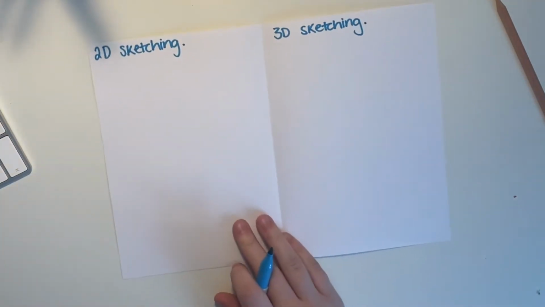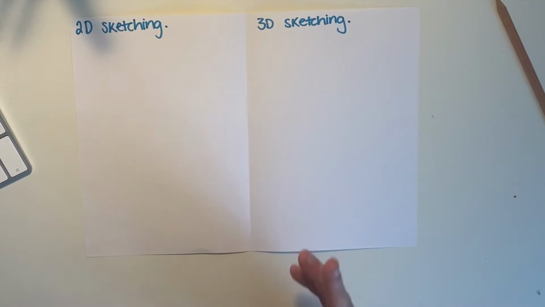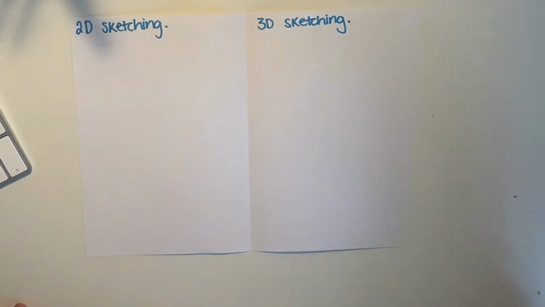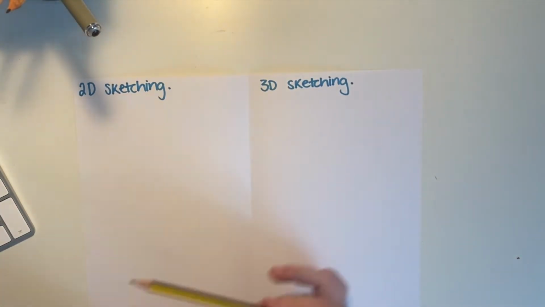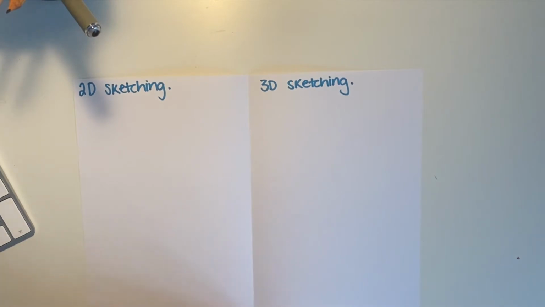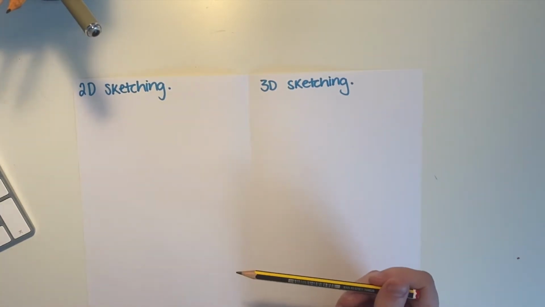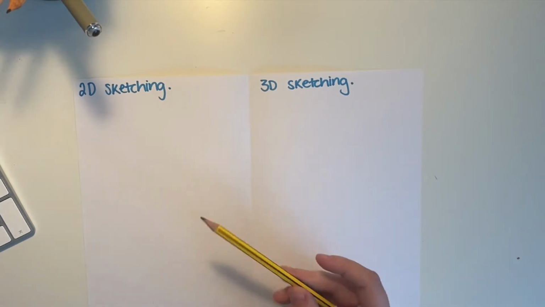Okay, so what we're going to do is take our skills in 2D sketching and hopefully make them 3D. So I'm going to show you how, okay? So what we're going to do first is take a pencil. I've just got a normal one, hopefully sharp enough that you've got a good point. And first we're going to do our 2D sketching.